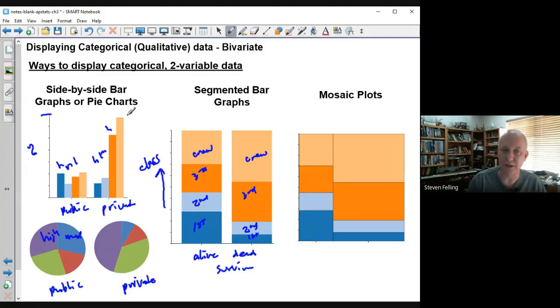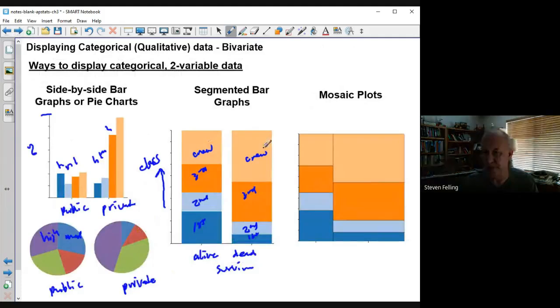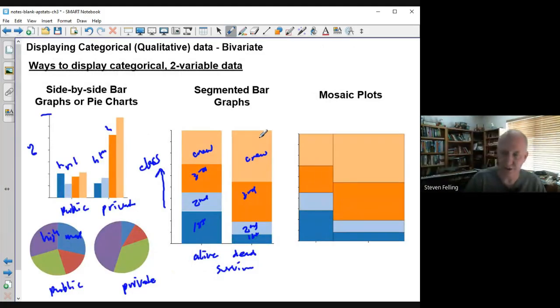So when we do that, like if we were to take these percentages, like percentage in each category for one thing, and make that one of these bars, and percentages for the other conditional distribution here, that's referred to as a segmented bar graph, okay? And we definitely want to be able to use that because that's very important.